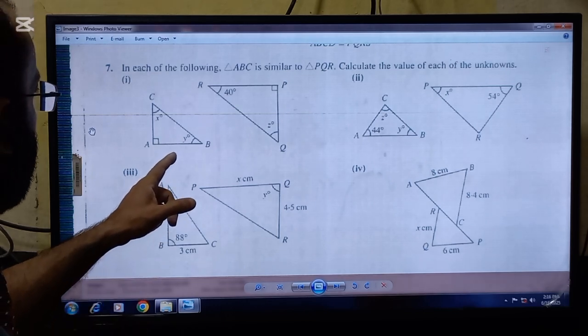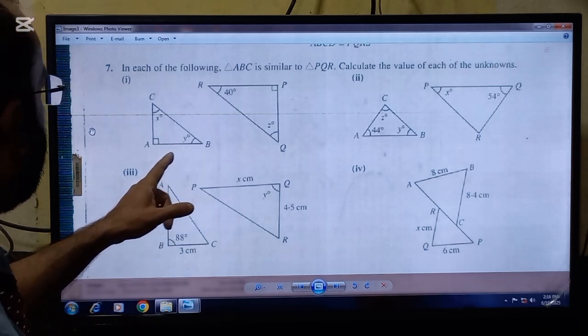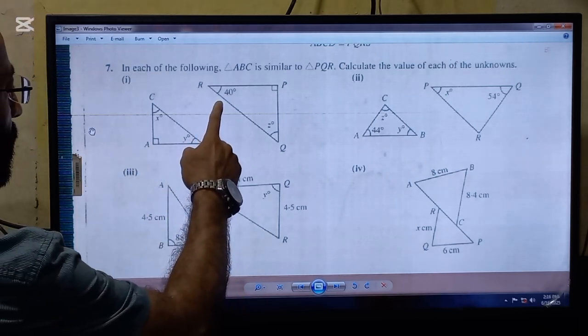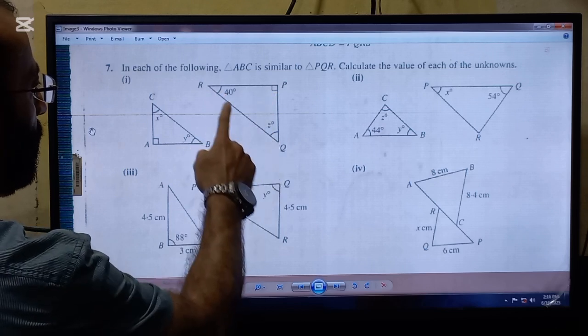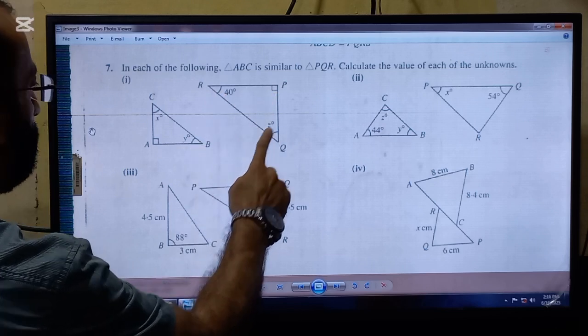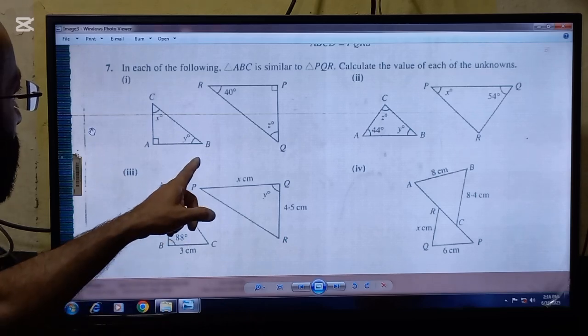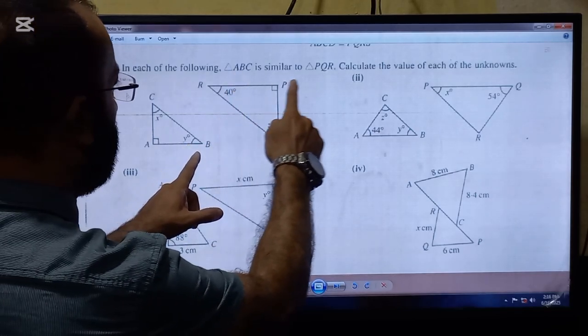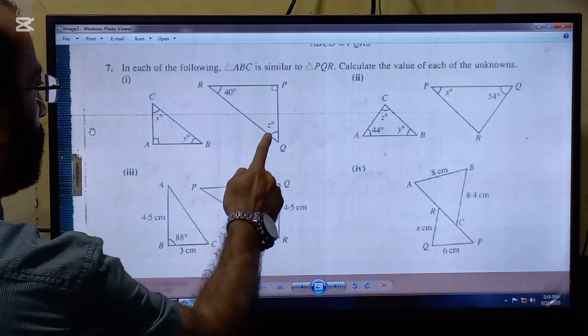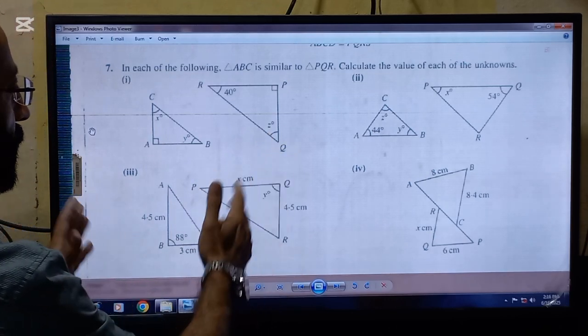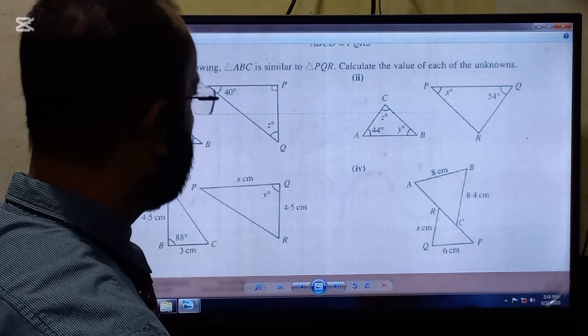Next requirement is Y, and look now, if this is 40, this is 90, so 90 plus 40, 130, this Z angle will be 50. So now B is corresponding to Q, so it means Y is equal to 50 degree. Z is also 50 degree. So this is the solution of this figure.